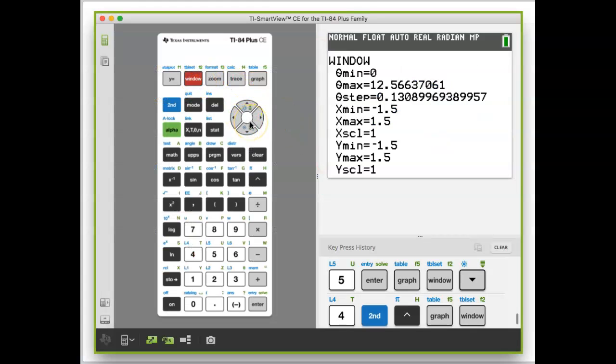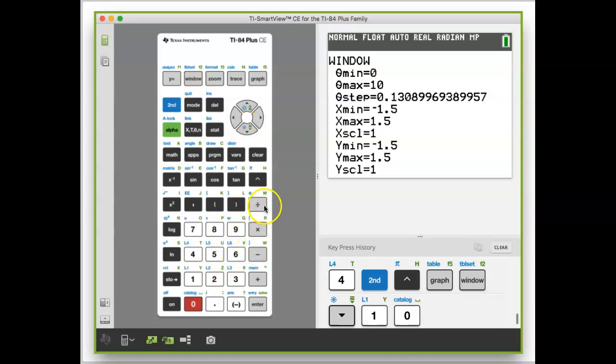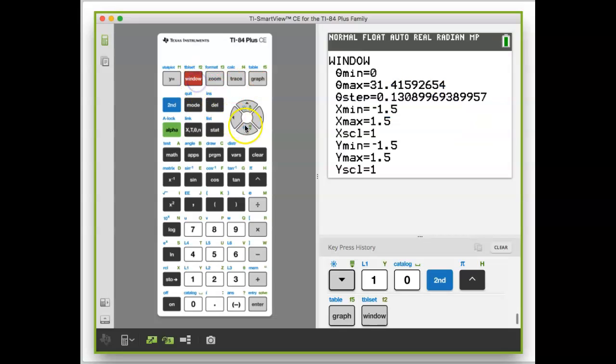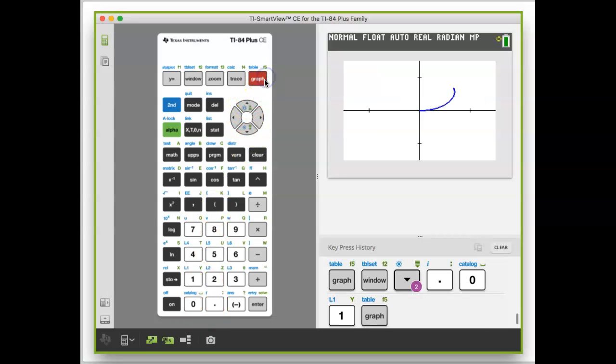So I'll just go to my window. I'll change my theta max to 10 pi. Sweet. And so now I'm going to try and make my theta step really small, so it'll take a minute to graph this. So this is called a 16-petaled rose.